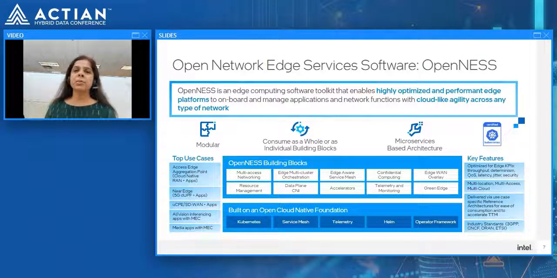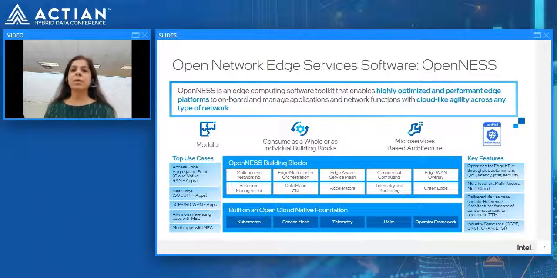The architecture of OpenNESS is built so that it is modular. It can be consumed as a whole or in individual building blocks. It is a microservices-based architecture which is based on Docker and Kubernetes and is CNCF certified. It takes care of all the KPIs that we were talking about earlier, all the workloads and the use cases. It makes life easy for you and is an enabler solution to get you a jump start on building and provisioning powerful edge services with your apps, and you can start monetizing at the edge.